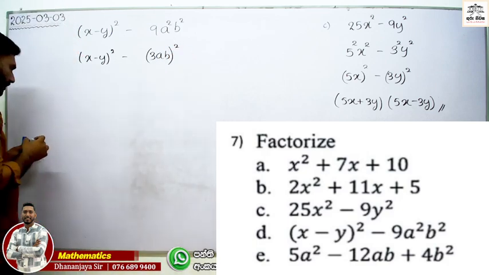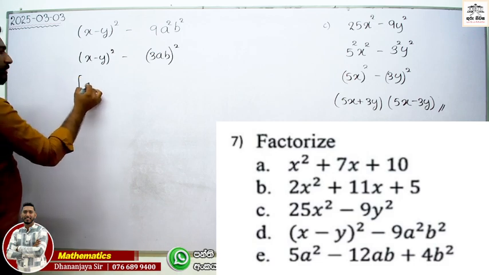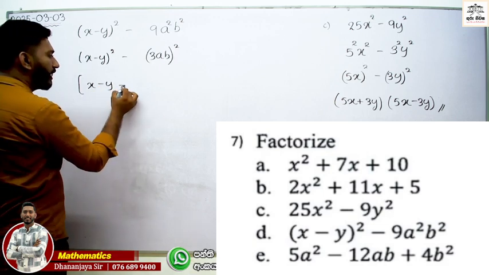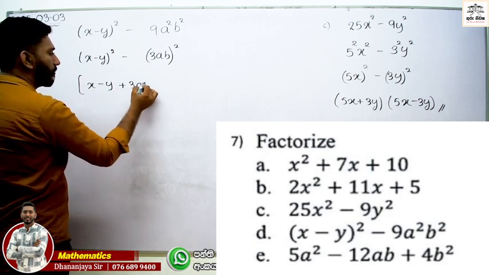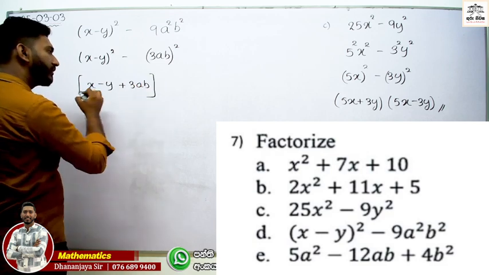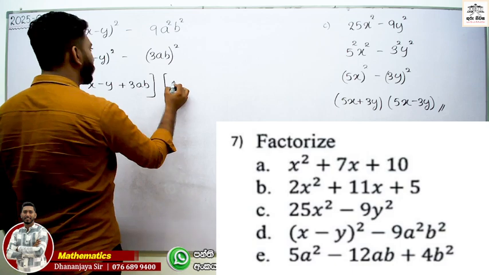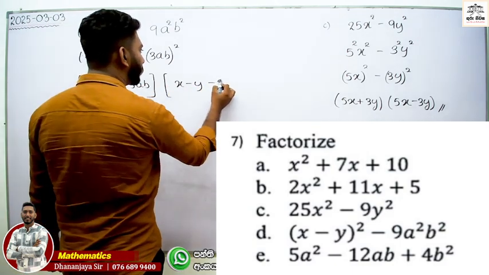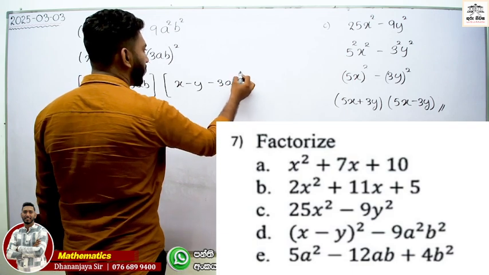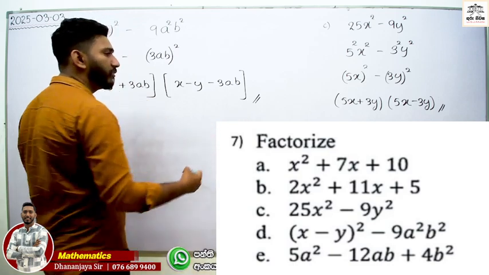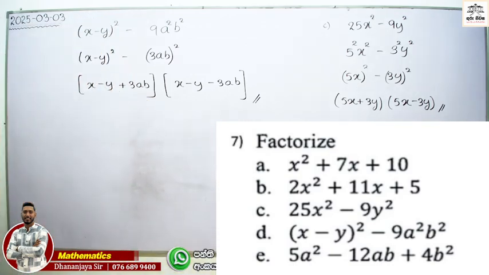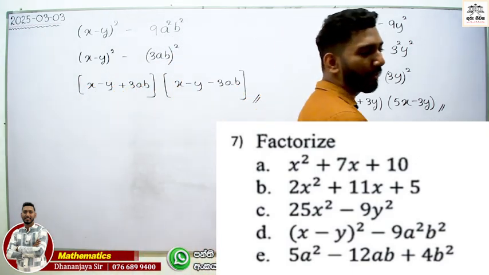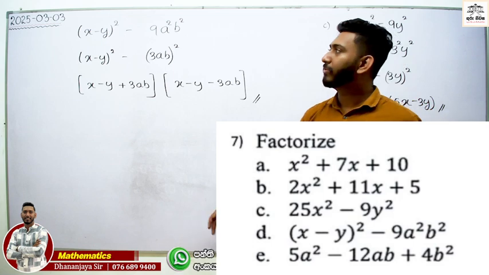Yes. Now listen. What is the first term? x minus y. We need to add 3ab, right? And the second one becomes x minus y minus 3ab. We cannot simplify anymore. Therefore, this is the answer for D1.